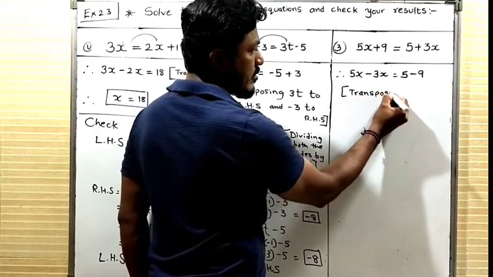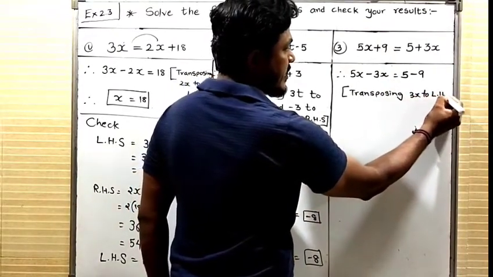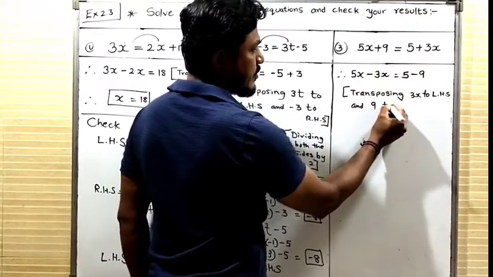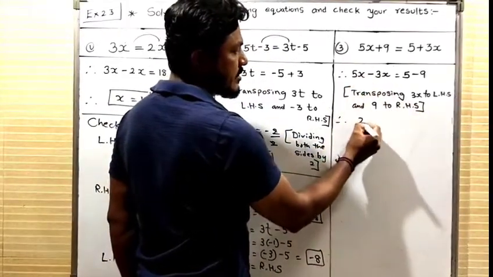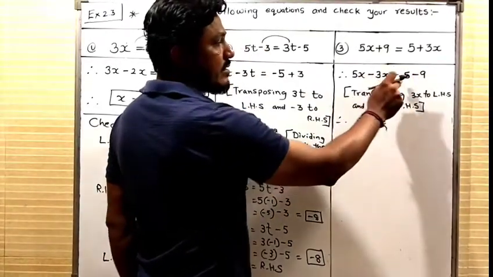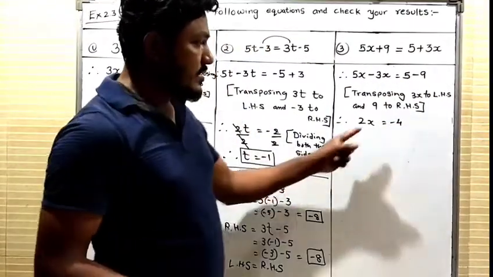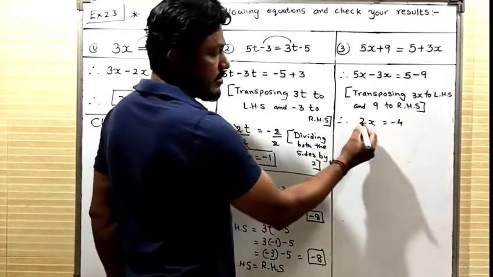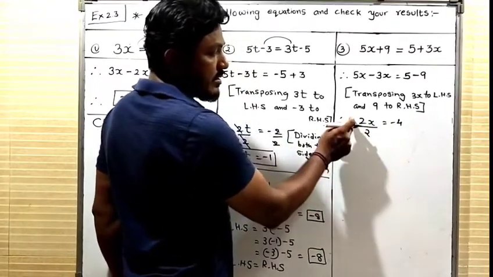Transposing 3x to LHS and 9 to RHS. By doing such, now do subtraction. 5x minus 3x gives 2x. Now 5 minus 9. Here the value of 9 is greater than 5 and it is negative, so your value will be negative. Now dear student, as I told you, always try to eliminate the value with the variable. So here 2 is there with the variable. So I need to cancel this 2. So I need to divide this value by 2 so that this value will get cancelled.